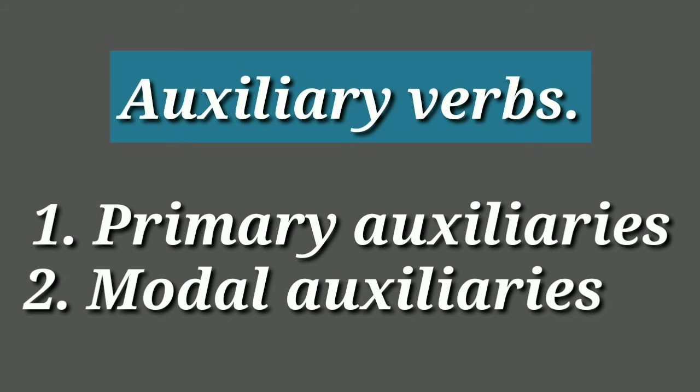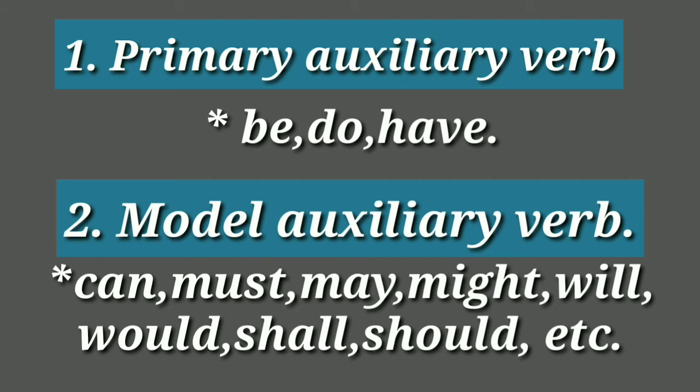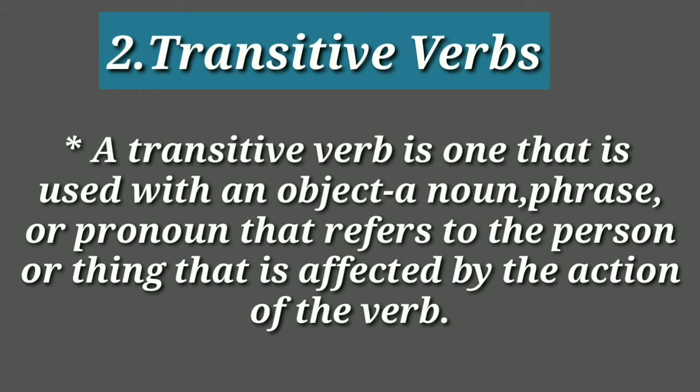Auxiliary verbs are of 2 kinds, primary auxiliaries and modal auxiliaries. Primary auxiliary verbs are be, do and have, and modal auxiliary verbs are can, must, may, might, will, would, shall, should, etc. Second category is transitive verbs.